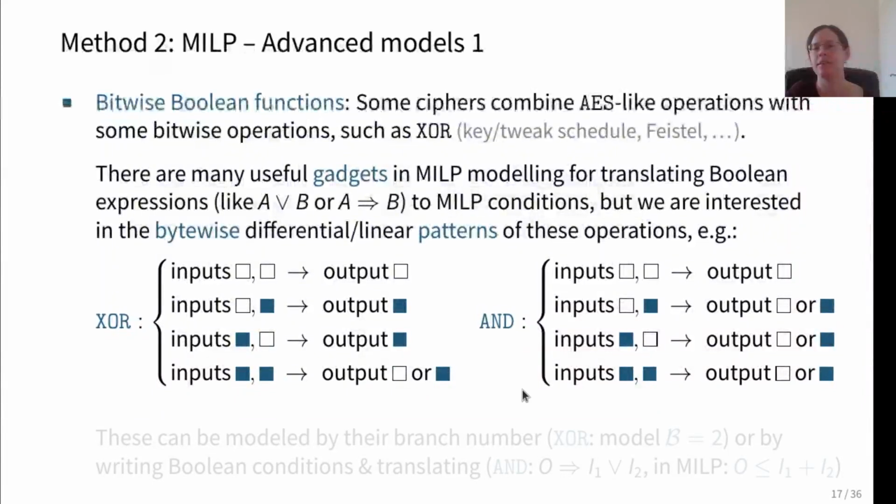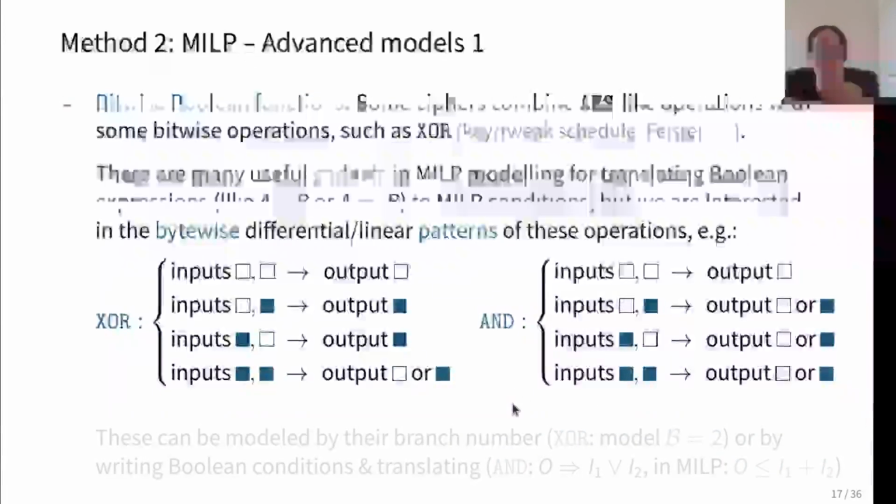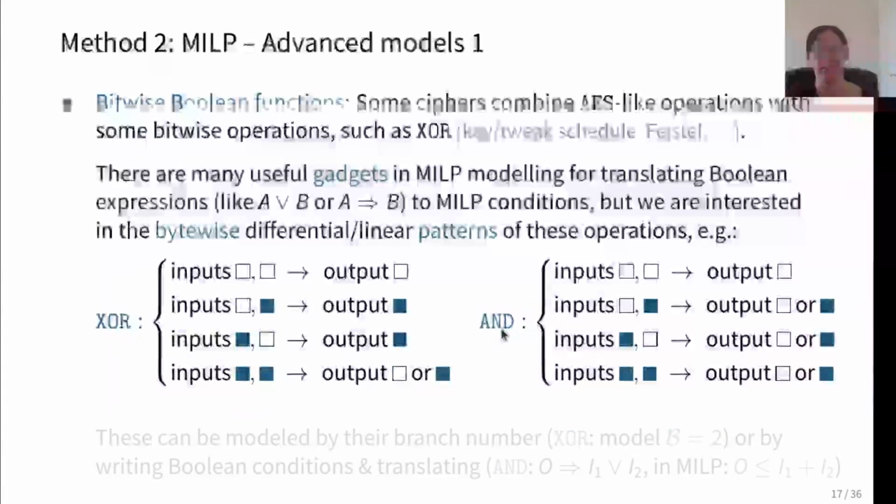And you can similarly think about this if the operation you're looking at is not XOR but AND, and maybe you can try to understand on your own why this is the correct description of the bitwise behavior of AND.